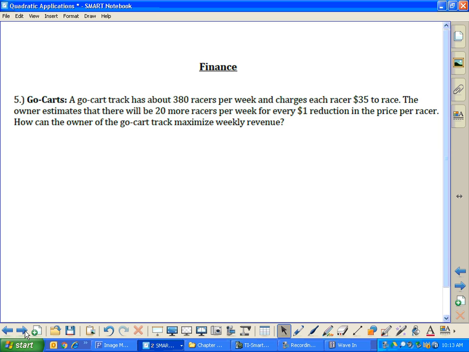So this isn't a geometry problem. I'm not going to draw a picture for it, but I am going to take some time right now to list out what I know, list out what I don't. So what are some things that you know about the problem?